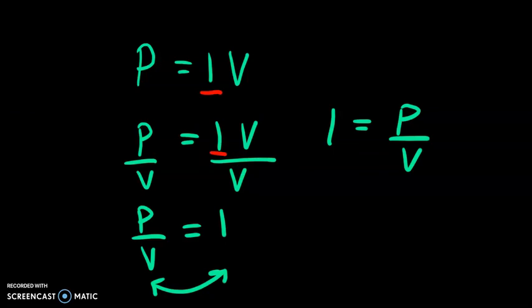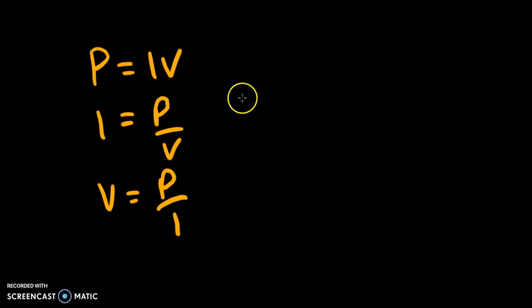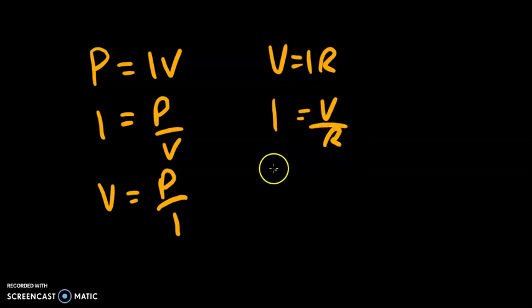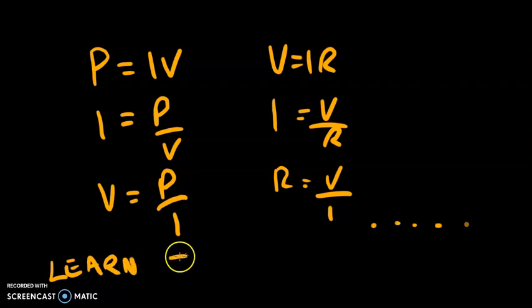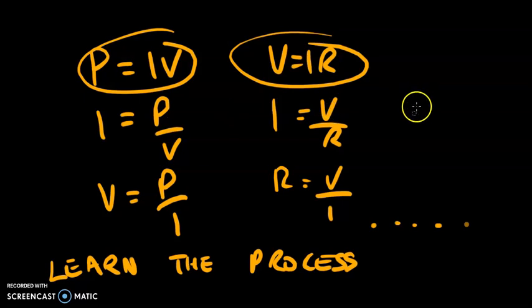The only alternative is that you actually have to end up learning every single formula, or every single version of a formula. So you need to know that P equals IV. You'd also need to know that I equals P over V and that V equals P over I. And that's three things that you'd need to learn. For every formula in the book, you've got to do the same thing. V equals IR, I equals V over R, R equals V over I, etc, etc, etc. So all you need to do is to learn the process. If we learn the process of how to transpose a formula, you only need to learn the basic version, and then you can transpose that.